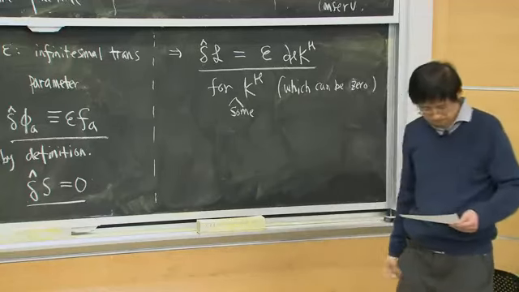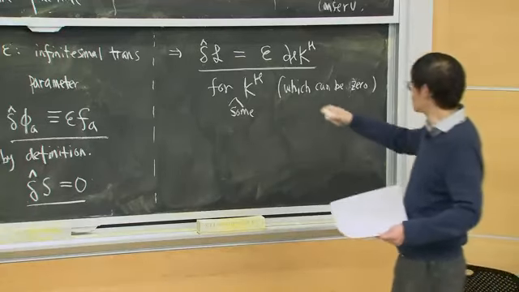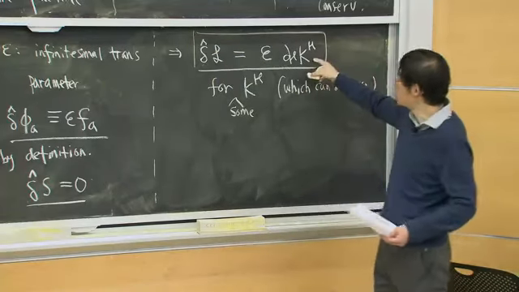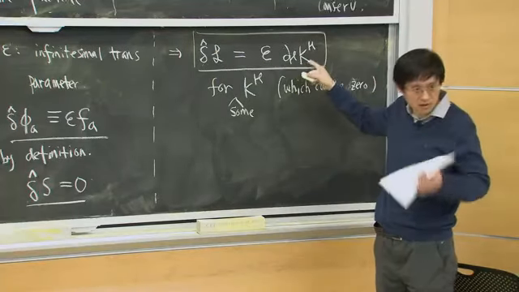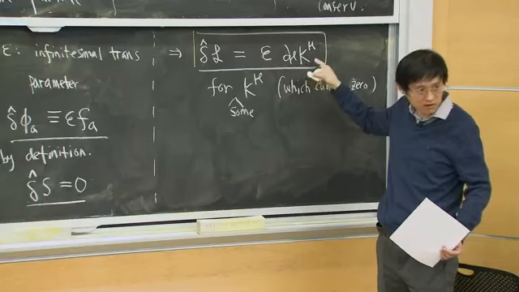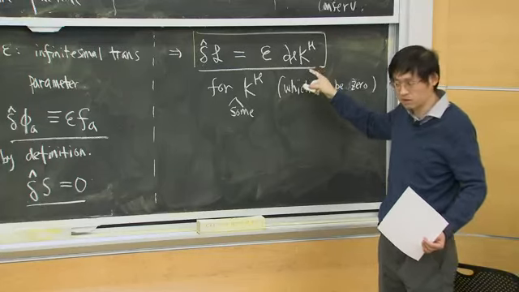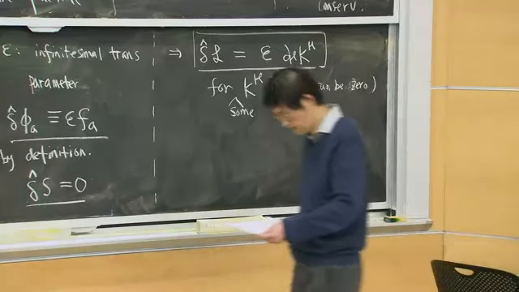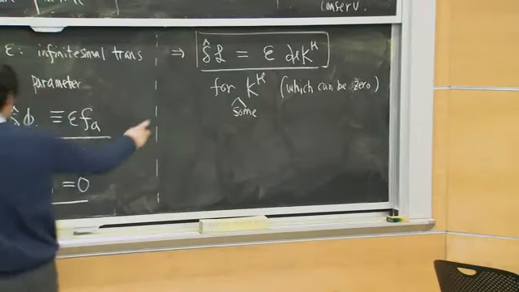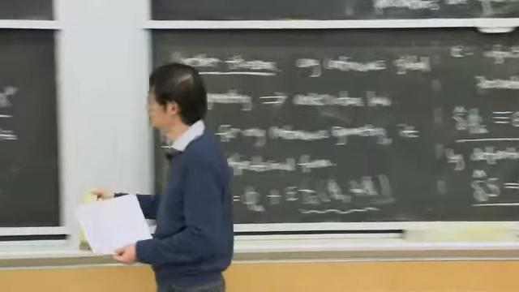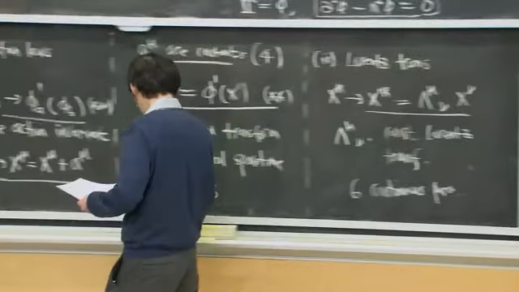Okay, good. So now let's look at the implications of this equation. This equation is the constraint imposed by the symmetry. Now let's look at the implications of this constraint. We can just do the variation of L.